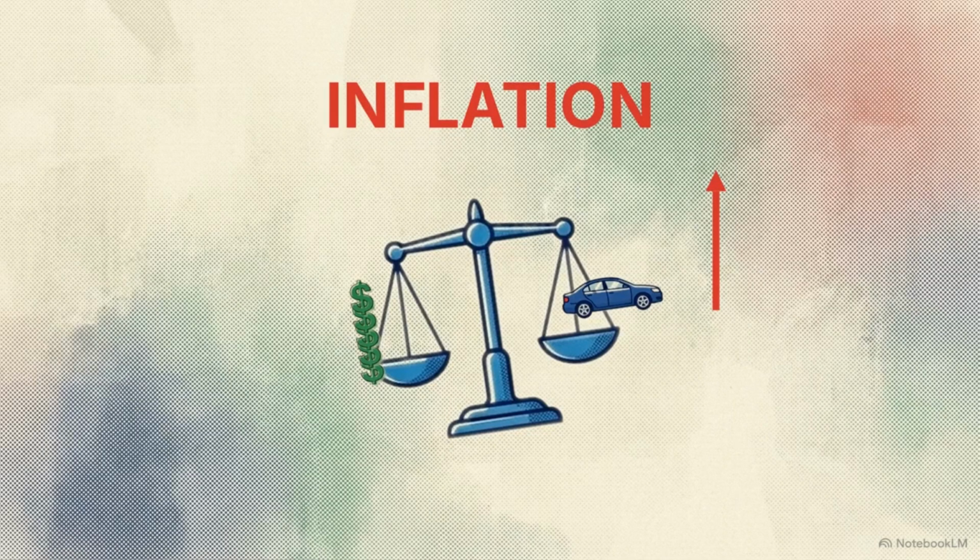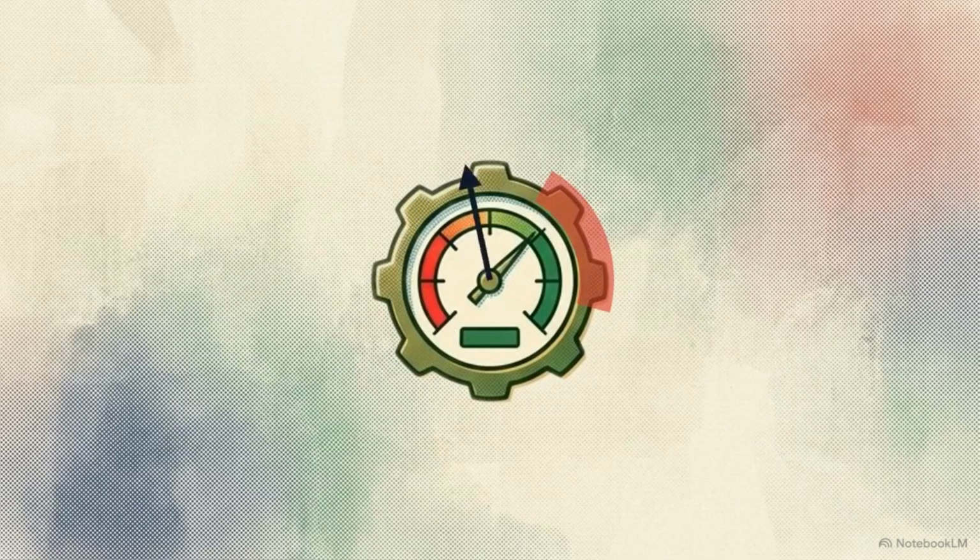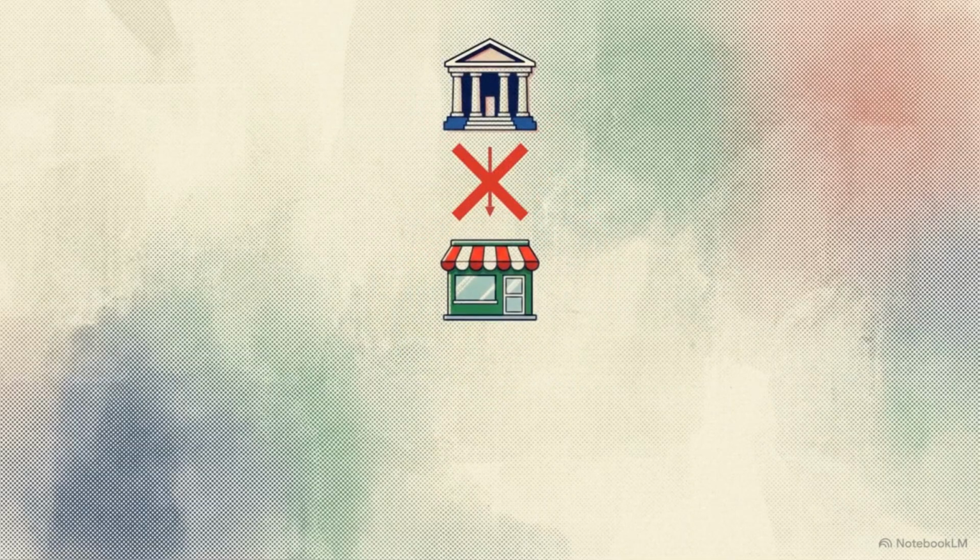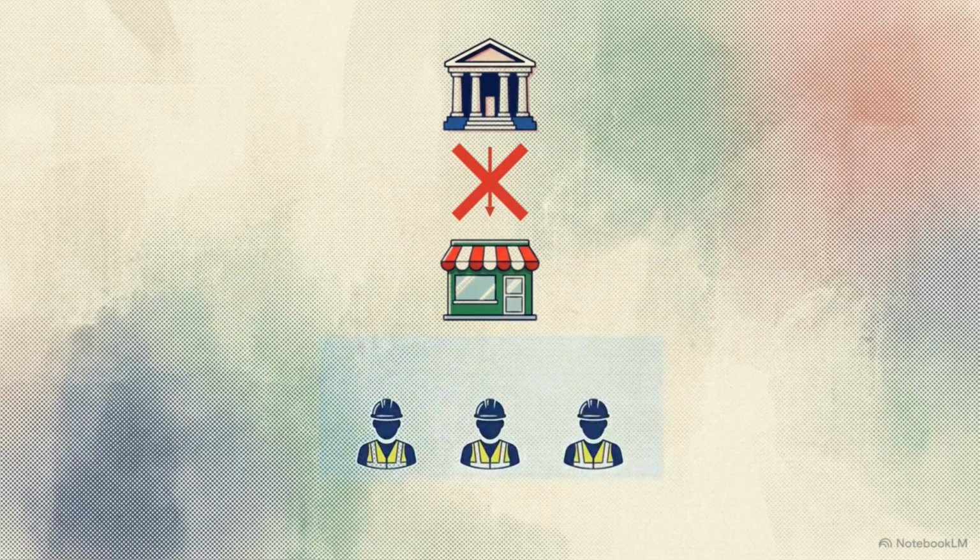To stop it, the central bank makes an aggressive countermove, hiking interest rates to make renting money painfully expensive. This immediately changes the math. A loan for a new warehouse becomes too expensive to justify. Expansion plans are canceled. Hiring freezes entirely.